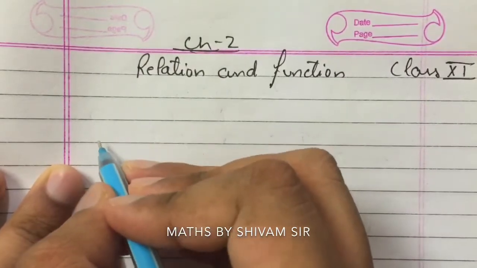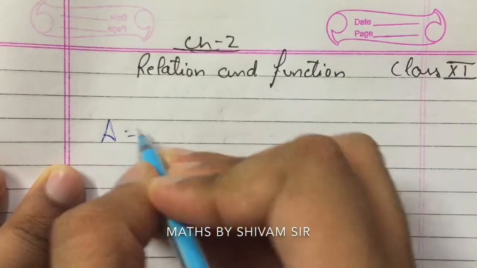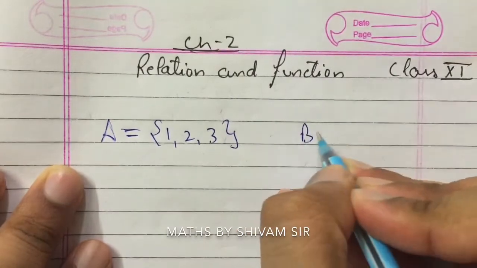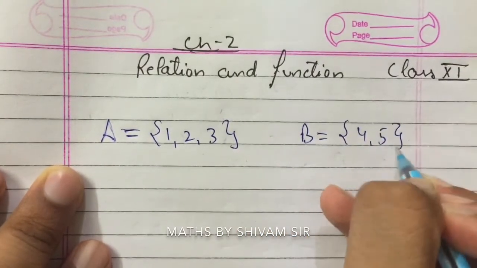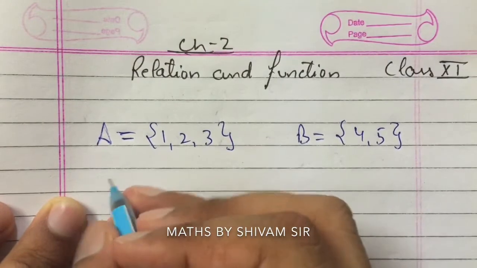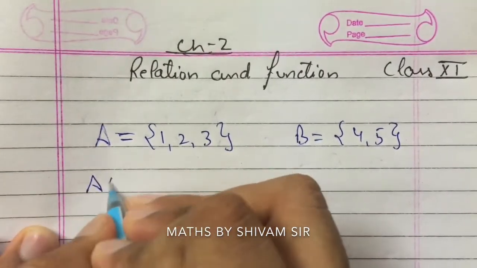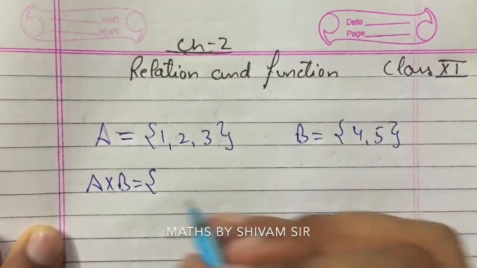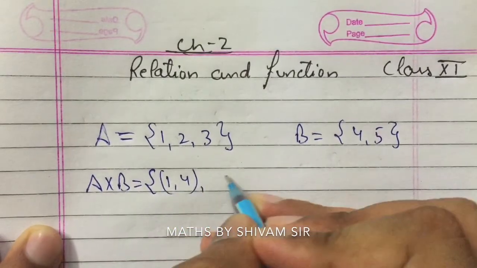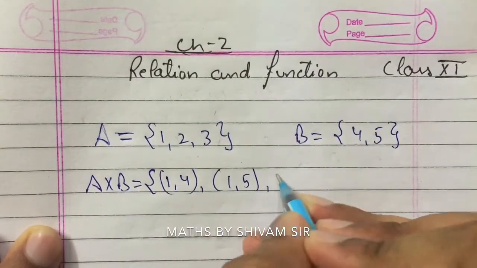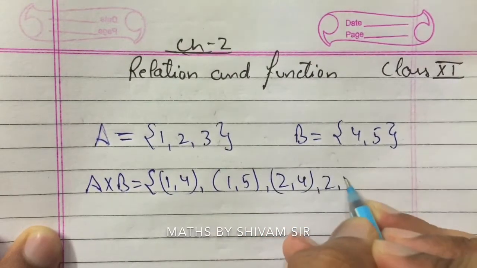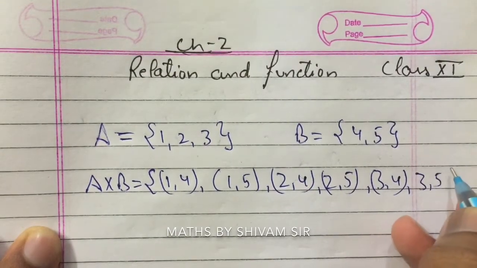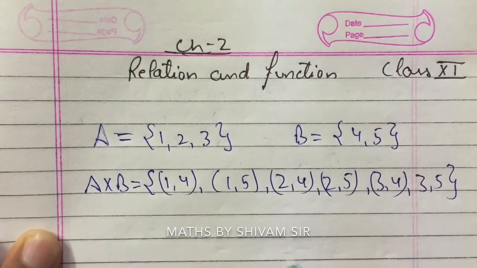Suppose there are two sets. Set A has values 1, 2, 3. And B is another set, say 4 and 5. Now what is A cross B, the Cartesian product, which we studied in the previous video? 1 with 4 and 5: (1, 4), (1, 5), (2, 4), (2, 5), (3, 4), (3, 5). So these are the Cartesian products.